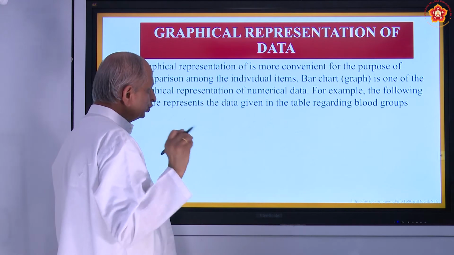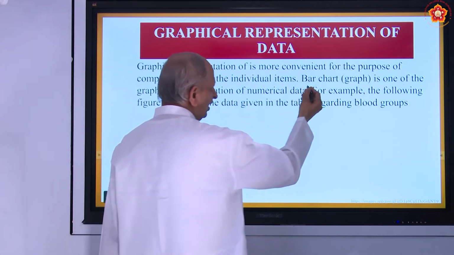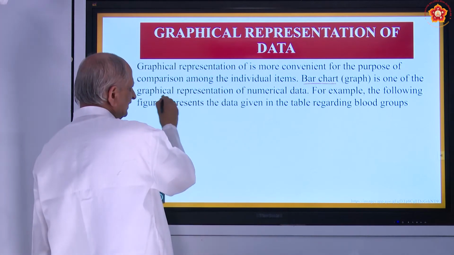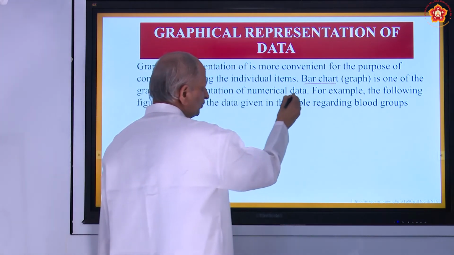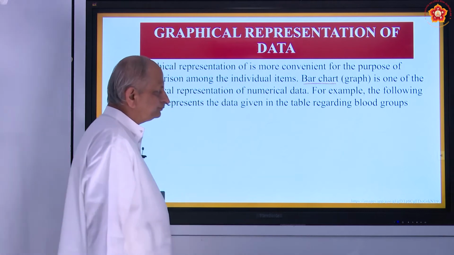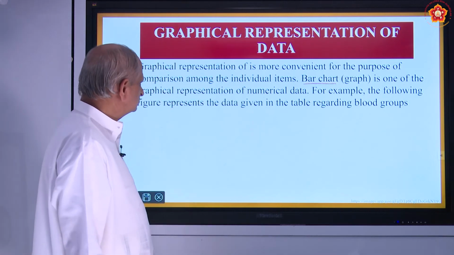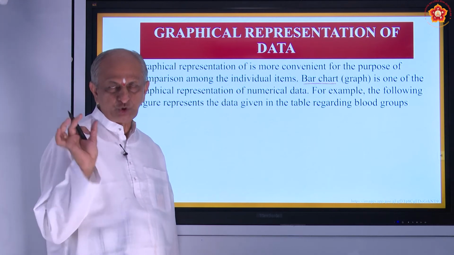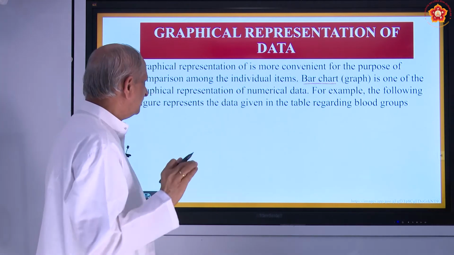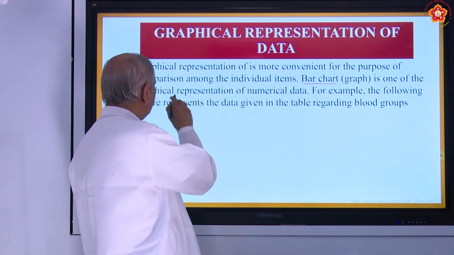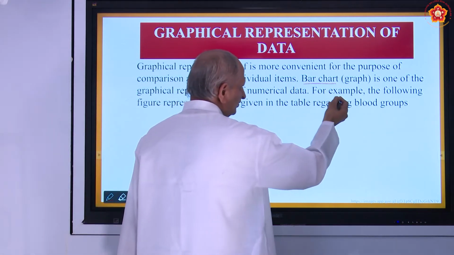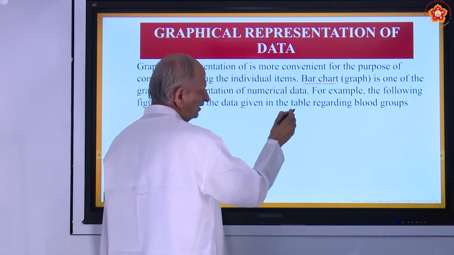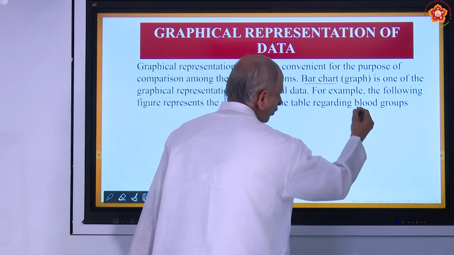There are two types here. One of them is called bar chart. It is one of the graphical representations of numerical data. So it is a representation where the graph itself will show the data, and it should be grouped data. For example, the following figure represents the data given by the table regarding the blood groups.